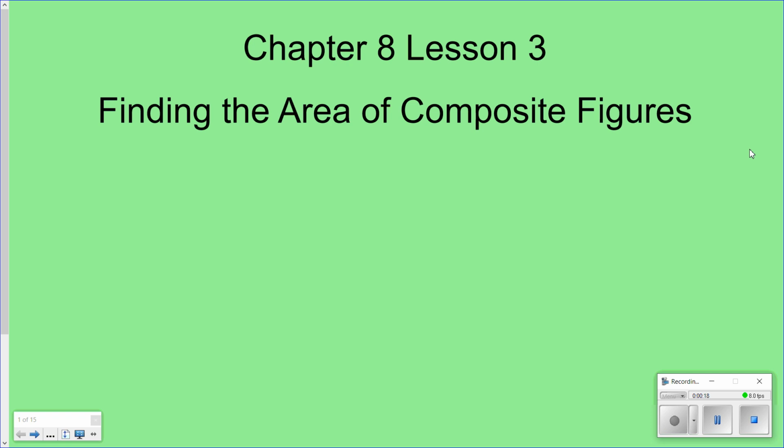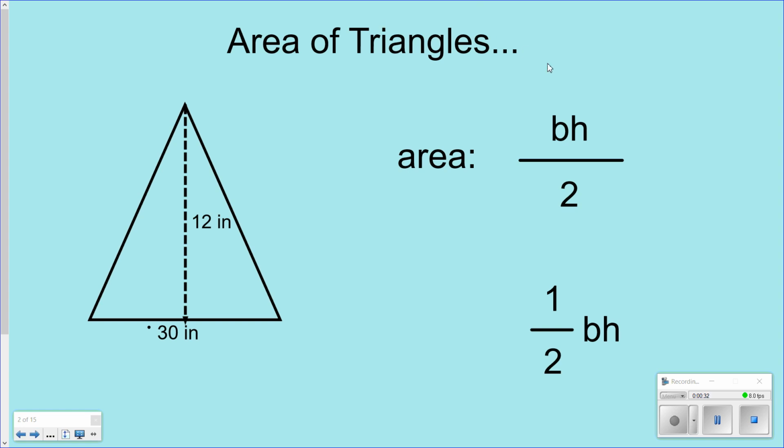So today's lesson is chapter 8, lesson 3, finding the area of composite figures. And I'm not going to lie, this can be a little tricky, but we'll get through it. So let's get started here. Okay, so here's the deal. Your book thinks that you remember everything that you learned last year. They think you remember how to find the area of triangles, area of parallelograms, area of trapezoids. So we have to go through that stuff before we even get to the actual lesson for today.